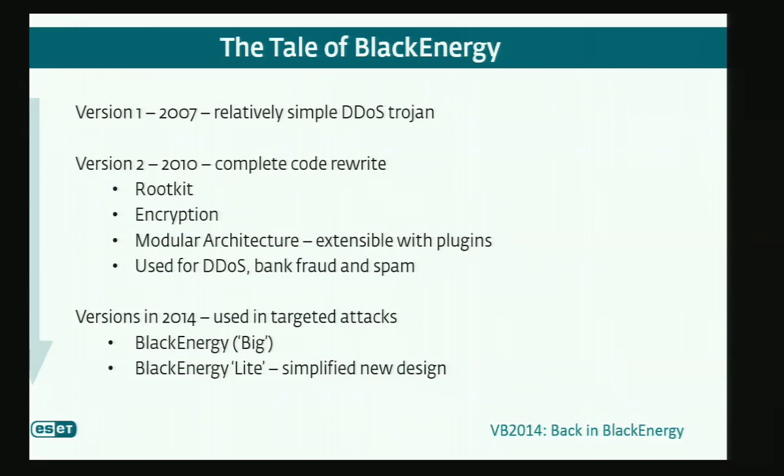The tale of BlackEnergy probably started sometime around 2007. Back then, it was a relatively simple Trojan used for denial of service attacks. And Arbor Networks actually published a white paper on this. Then version 2 saw the light of day sometime in 2010, and it was a complete code rewrite. It became a pretty serious and sophisticated malware with a modular architecture, able to expand the functionality. And this time, it was not only being used for DDoSing, but also for bank fraud and spam.